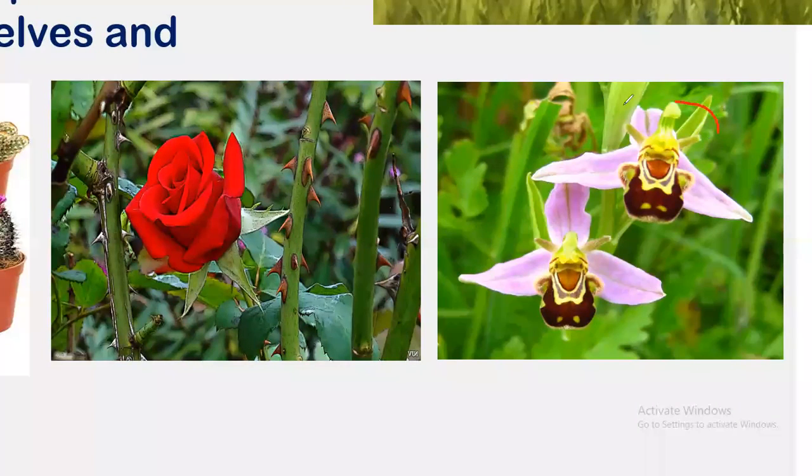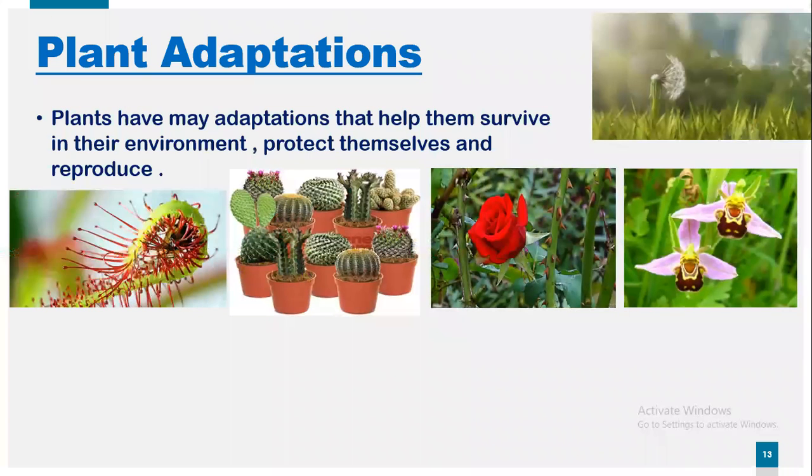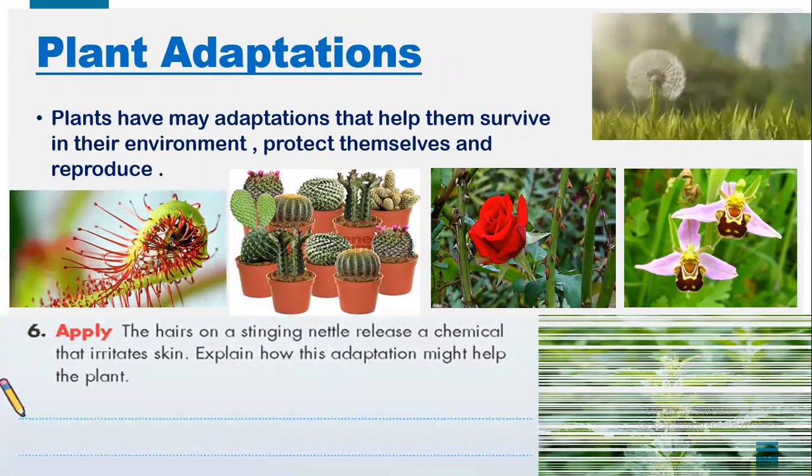And the last picture we have here is called a pea orchid. The pea orchid is a flower that looks like a pea. The adaptation helps it attract insects, which help it in the pollination process. That's an example of helping in reproduction.